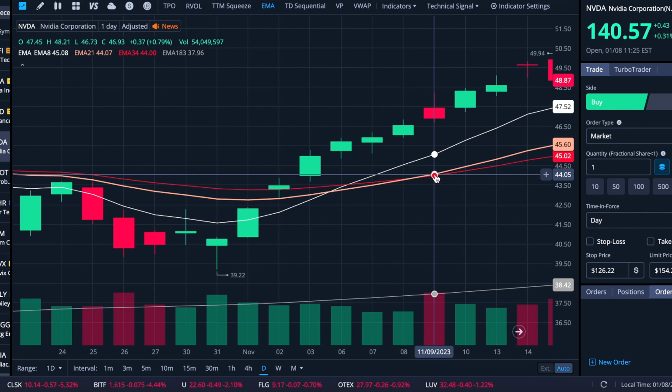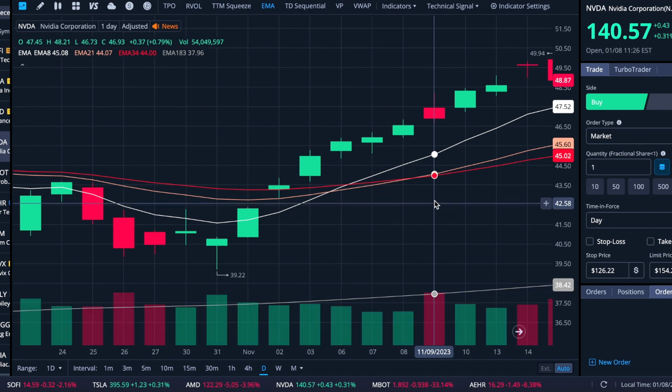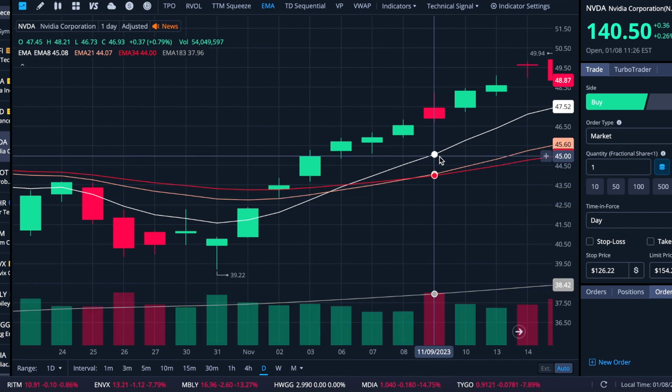And then we would have been in a very strong motion because we're above the 183, this gray EMA down here already. So we're already in a longer term overall bullish positioning for NVIDIA. And now we get the short term EMAs also crossing over into bullish formation.